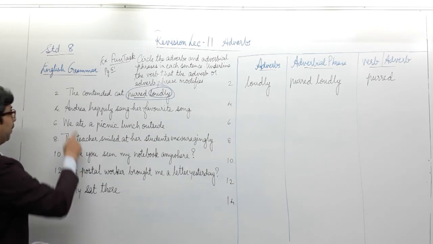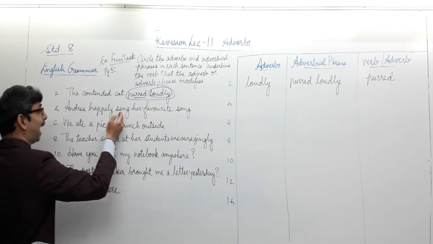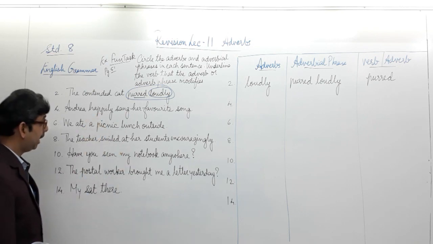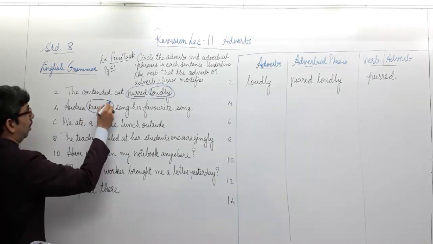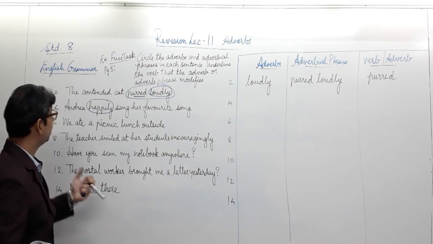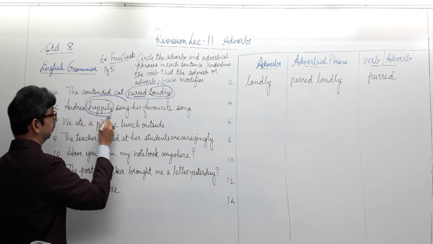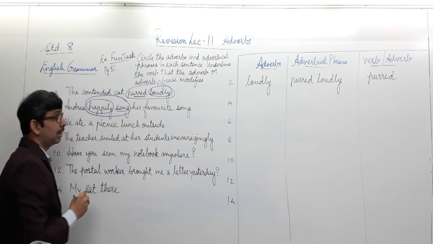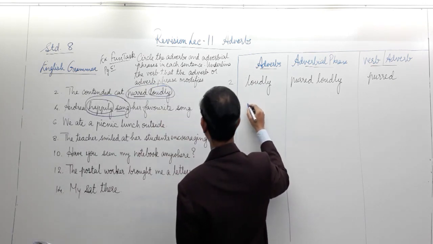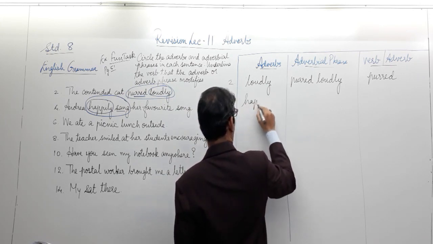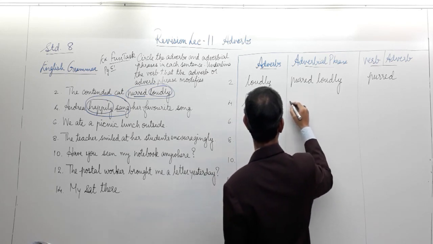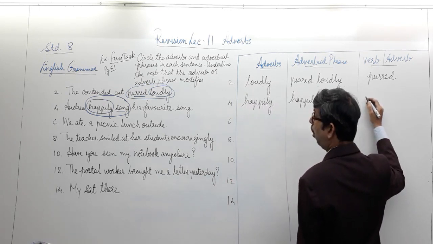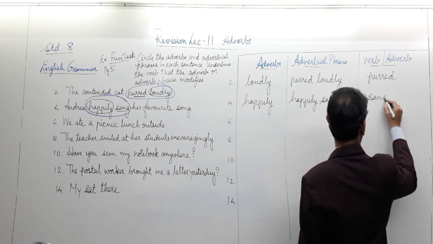The next sentence, Andrea happily sang her favorite song. So the action of singing is being added to with the meaning of the word happily. So we can say the word happily is an adverb of manner. Hence, we will be circling the adverb, and we will be circling the adverbial phrase, which is happily sang. Well, it is modifying the verb sang, so we'll be underlining the verb sang. So let's write the information on the other side of the board. The adverb happily, the adverbial phrase happily sang, and finally the verb which it modifies. So here is the verb, the action of singing in the past tense, sang.